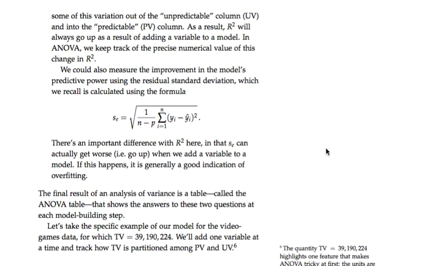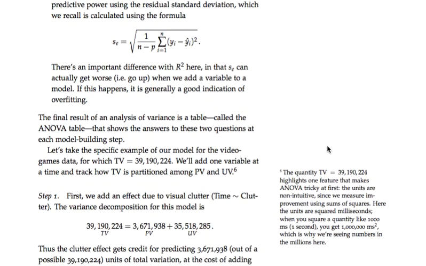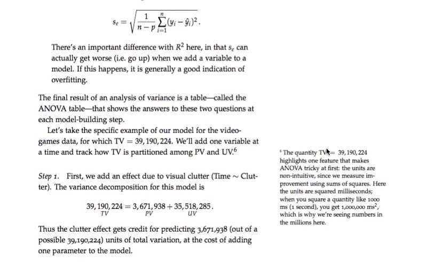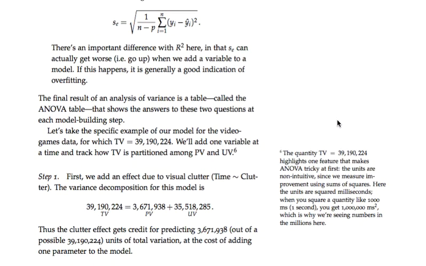Okay, so let's take the video game data, and let's just consider this in stages. So what was our first step? And let's just keep in mind total variation for this data, that's the total sum of squared deviations from the sample mean measured in milliseconds. It's this super high number, 39,190,224, and that's not very interpretable. Just think of that as the total amount of sum of squares or total amount of variation that's on the table to be predicted here.